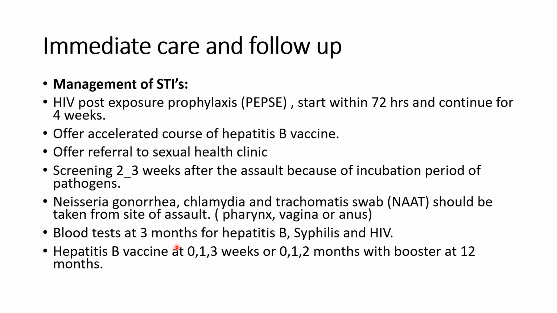Blood test at 3 months for hepatitis B, syphilis and HIV. So you have to take the blood test after 3 months. Hepatitis B vaccine you have to offer, and this can be given at 0, 1 and 3 weeks, or 0, 1 and 2 months, with boosters in both of these courses at 12 months, whichever is acceptable for the woman. So this is a very important slide regarding the management of sexually transmitted infections.